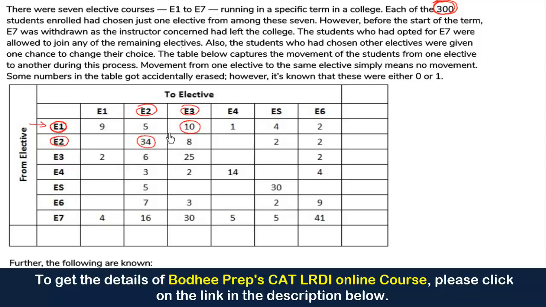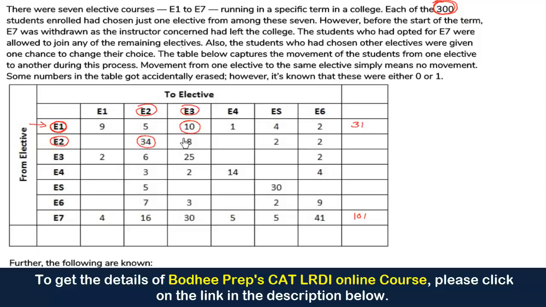So if I want to find how many students took E1 before the change, we have to simply add the row, and in the first row we have all the values available. So we add 9 plus 5 plus 10 plus 1 plus 4 plus 2, which comes out to be 31. That means there were 31 students who took E1 before the change. Similarly, if I look at row E7 and add, it is 101. So the total number of students who took E7 before the change is 101. There are no other rows where all the data is given, so I'm not adding them right now.